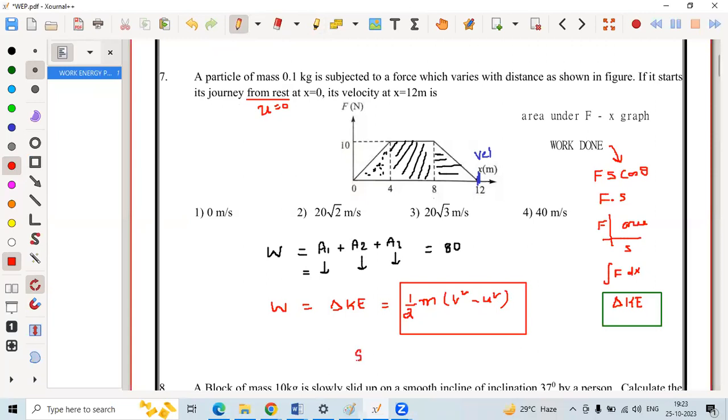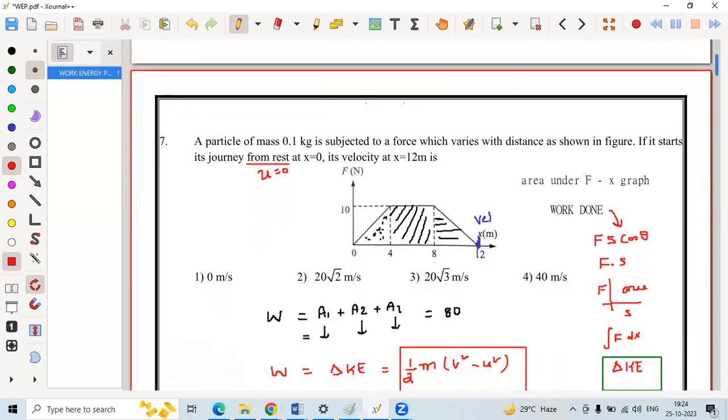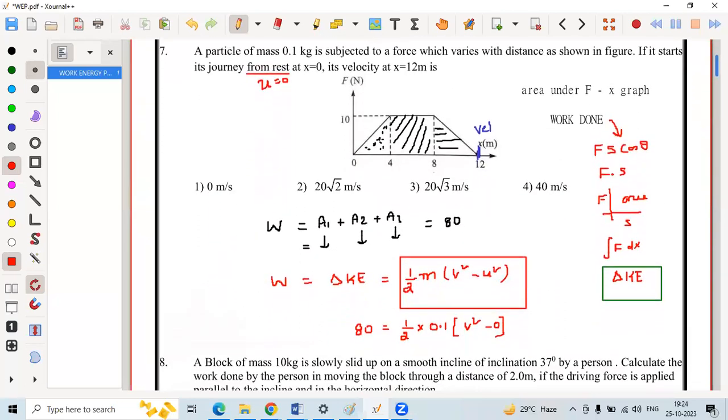So 80 is equal to half, mass value is given as 0.1 kg, into v square, and u square is 0. Solve this, you'll get the answer. That's all. Solve and tell me only v. Check whether it is in the options. 40. 40 sir. Very good, correct.